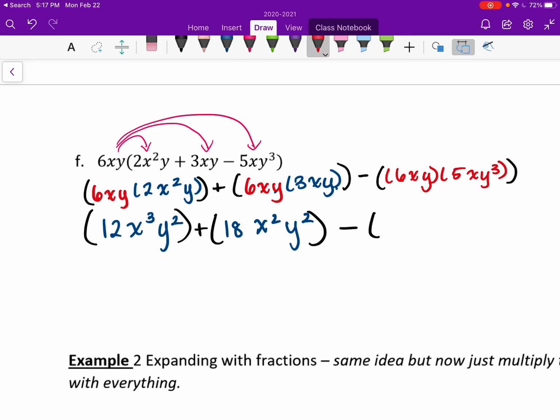Just going to go in here and write this in blue. 30. X times x is x squared. Y times y cubed is y to the fourth. Right? And then just go simplify here.